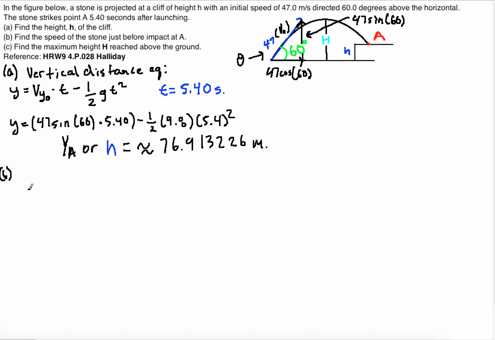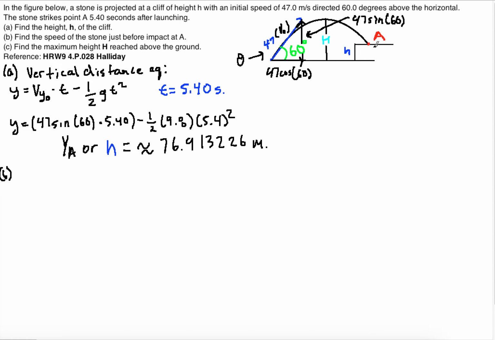Part B is asking, find the speed of the stone just before the impact at A. So if you recall, velocity is a vector. It has horizontal and vertical components. So in order to find the speed at A, we can solve for the horizontal component of velocity and the vertical component of velocity. That way we can get the magnitude of that vector, and then we can find the speed.